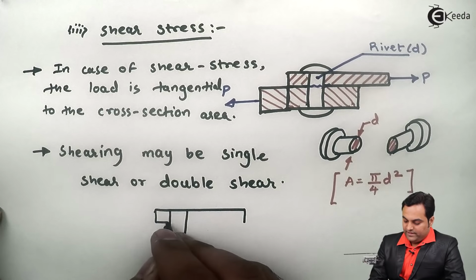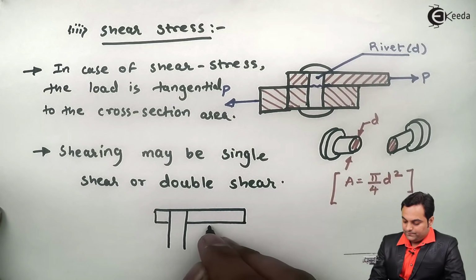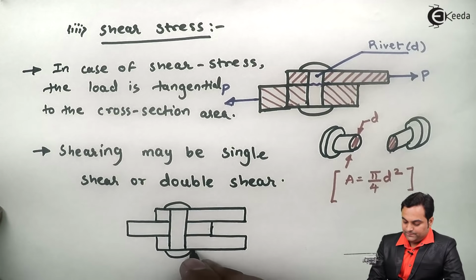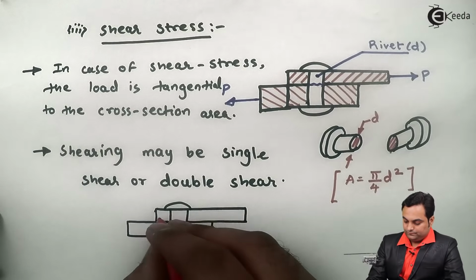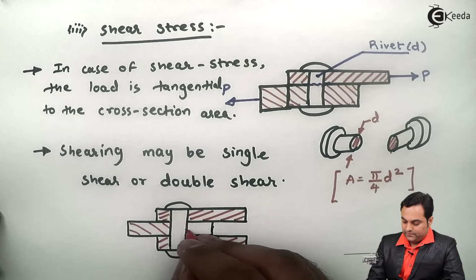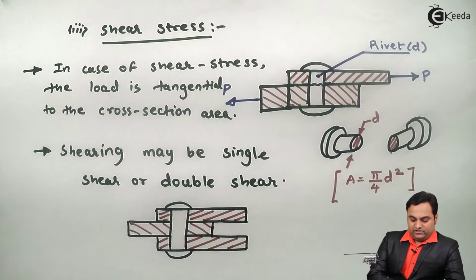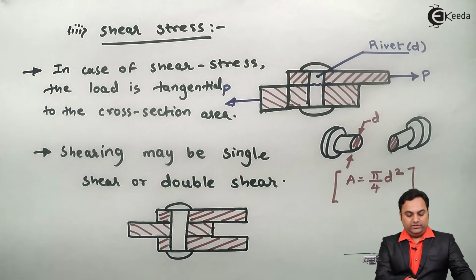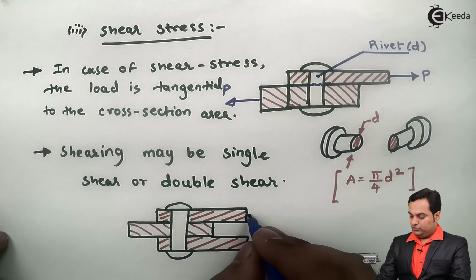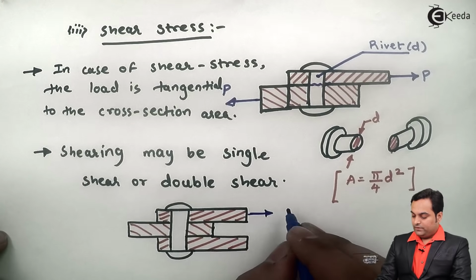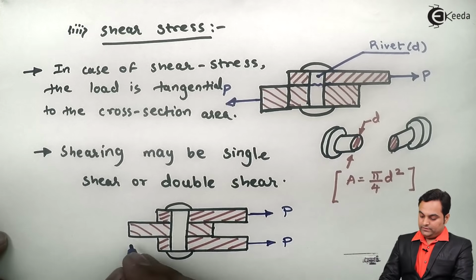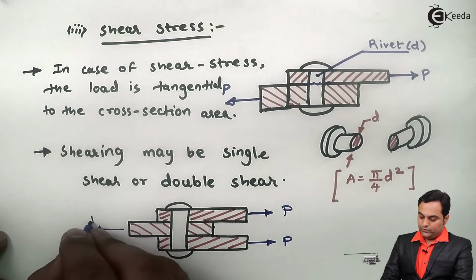Here also we would be having a number of plates. Here I have 3 plates, as I can see in this diagram. We have 3 plates, and the load which is acting for the topmost plate, it is towards right, and even for the bottommost plate it is towards right, and for the middle plate the load is towards left.